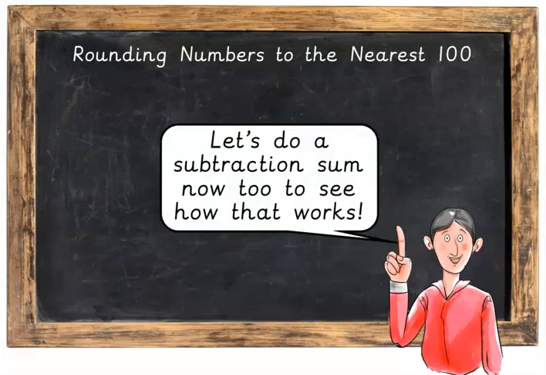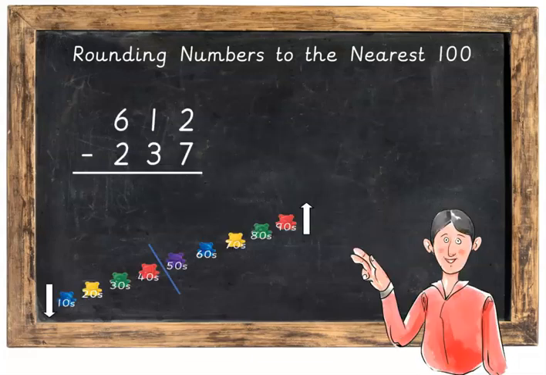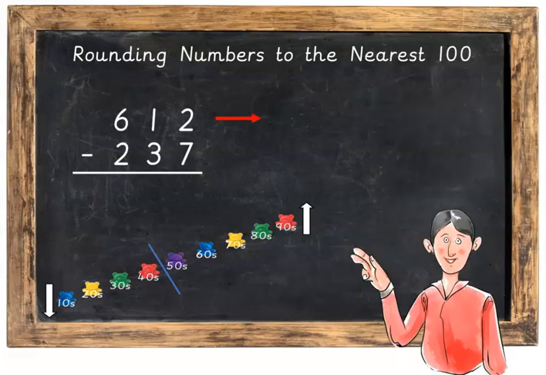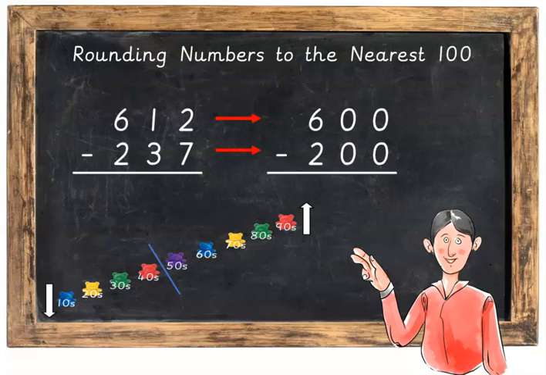Let's do a subtraction sum now to see how that works. Here we've got 612 take away 237. Press pause to see if you can round it by yourself first and then unpause afterwards. So 612, because it has a 1 in the tens column, will get rounded down to 600. 237 though, because it has a 3 in the tens column, will get rounded down to 200. 600 take 200 is 400.